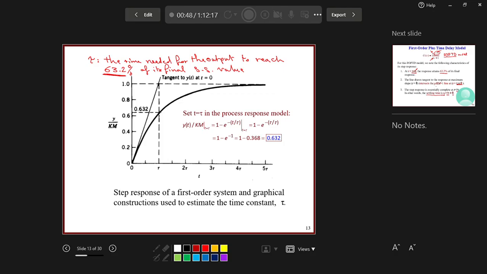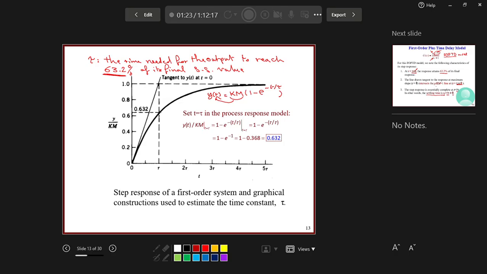To know why it is 63.2, we need to do some analysis. If we go to our process model, you remember the process model, y of t is equal to KM times (1 minus e to the minus t over tau). And if we bring this KM to the other side, then what we need to do is to take the value of time equal to tau.